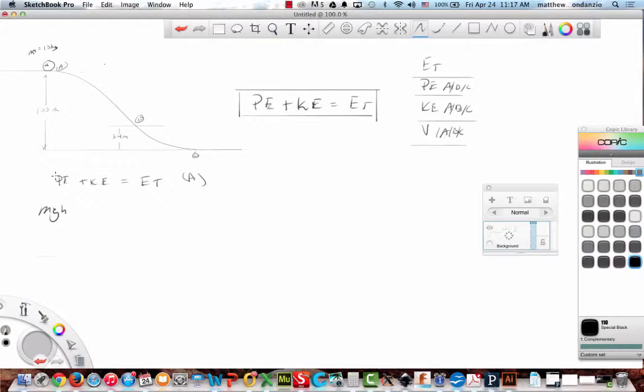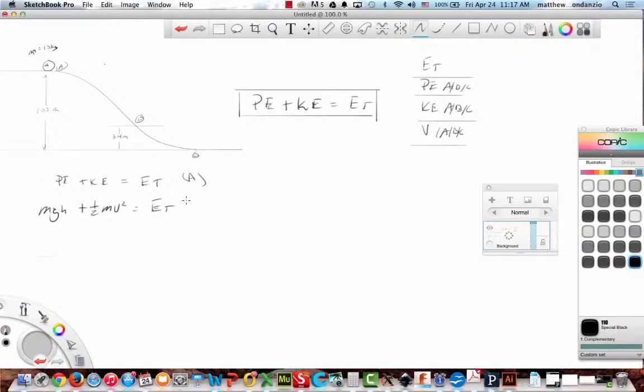I've seen people do this, and I know it's going to be a mistake, so I'm trying to get you not to do this. I'm finishing out the equation, breaking it up. PE is mgh. So what's the next thing I'm going to write? Plus 1/2 mv squared equals ET. What is the point that I know the most about?